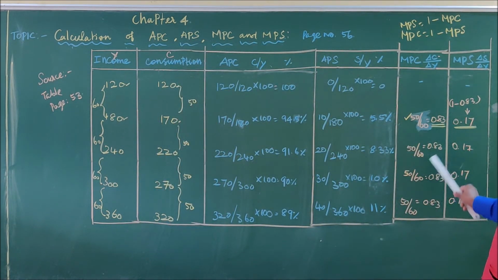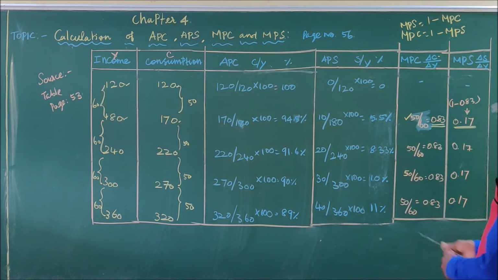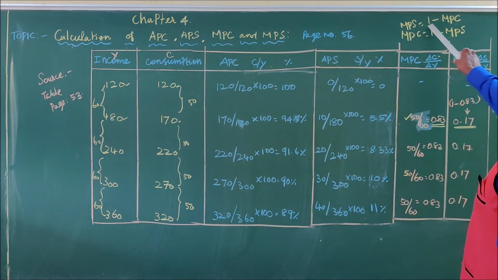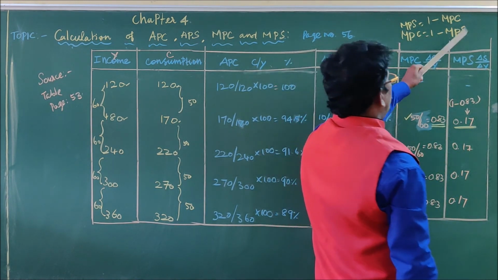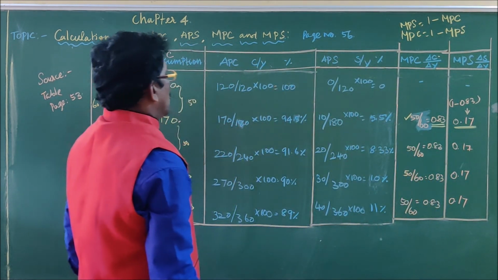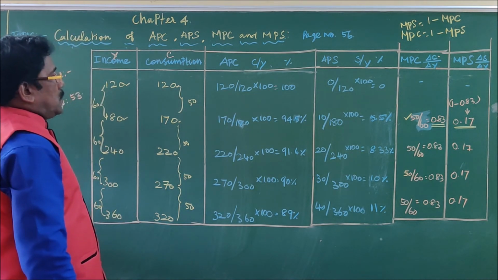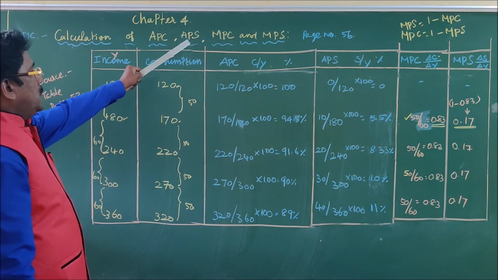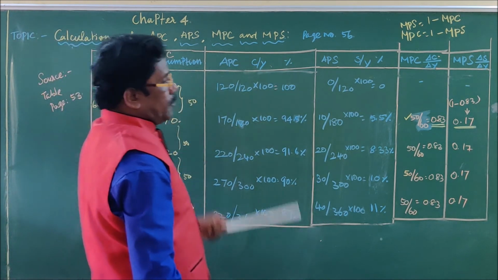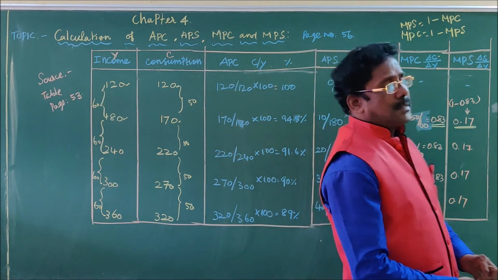50 by 60, 50 by 60, 50 by 60. So 0.83, 0.83, 0.83. The MPS equal to 0.17, 0.17, 0.17. These two things are complementary to each other. MPS equal to 1 minus MPC, then MPC equal to 1 minus MPS. So this is the method, the procedure to calculate the average propensity to consume, average propensity to save, and marginal propensity to consume and marginal propensity to save.